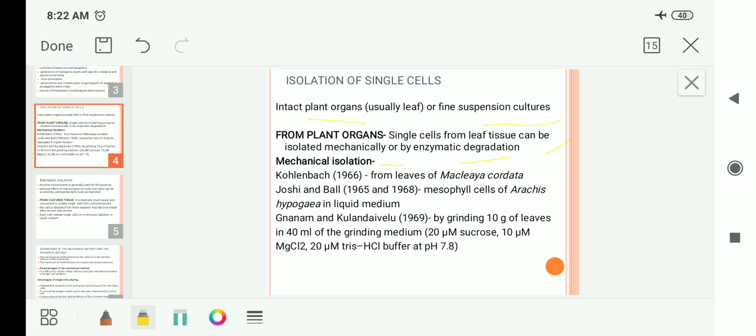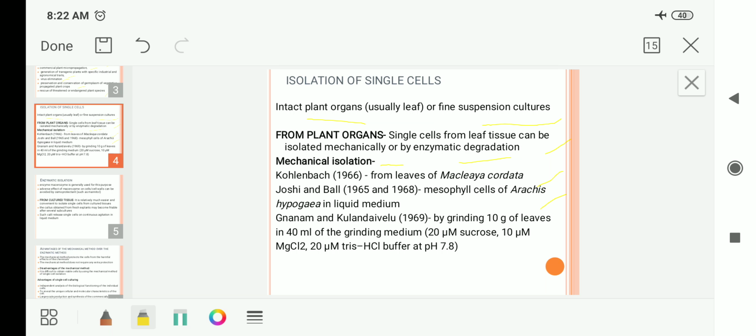In 1966, Colin Back first did mechanical isolation of cells from the leaves of Macleaya cordata, which is a type of poppy. Also in 1965 and 68, Joshi and Ball isolated the mesophyll cells of groundnut, and that too in the Leucan medium.